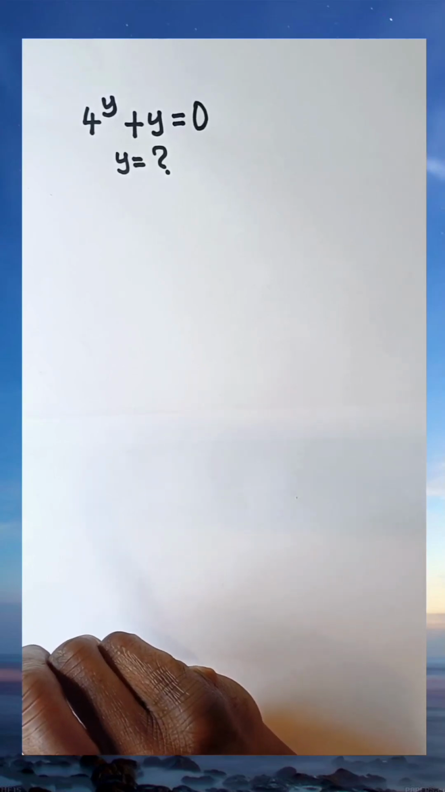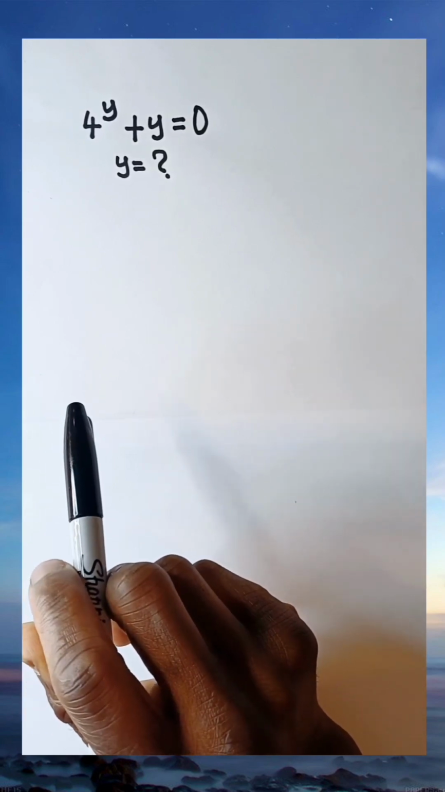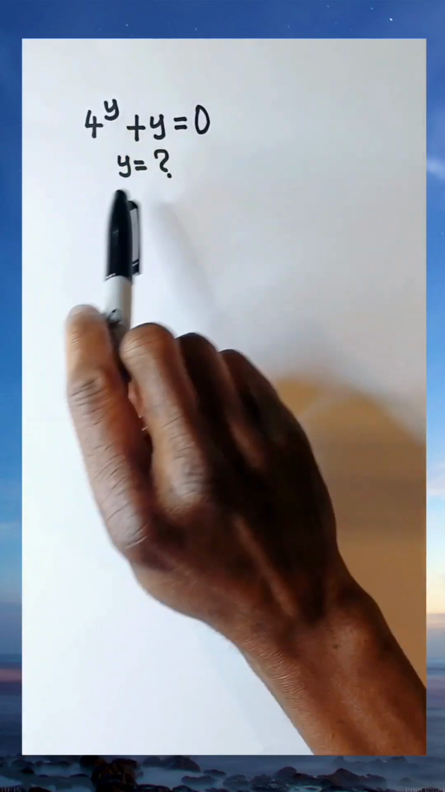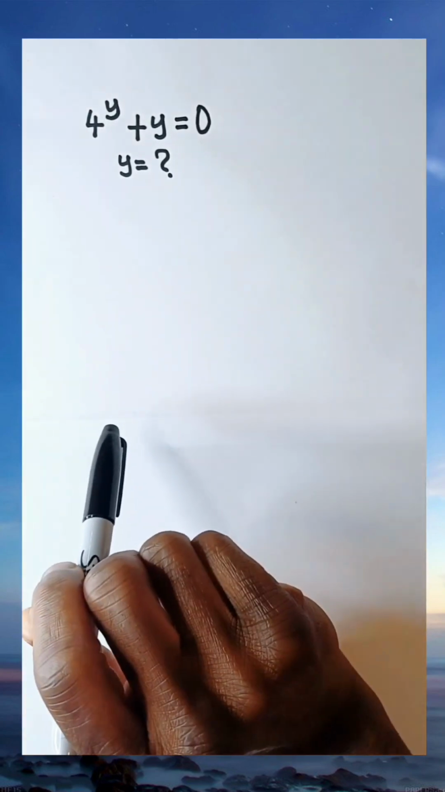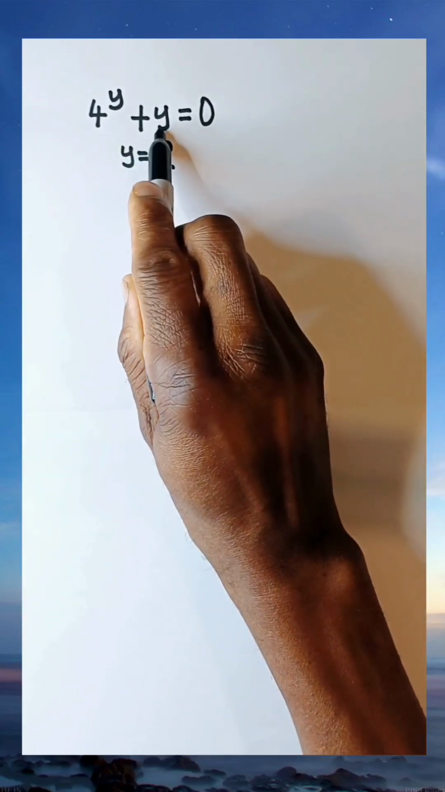Welcome to another video. We have a Harvard University entrance examination question before us, and the question is this: 4 raised to the power of y plus y is equal to 0. We are to find the value of y. So let's begin. The first thing we're going to do to answer this question is to move this y to the right hand side.